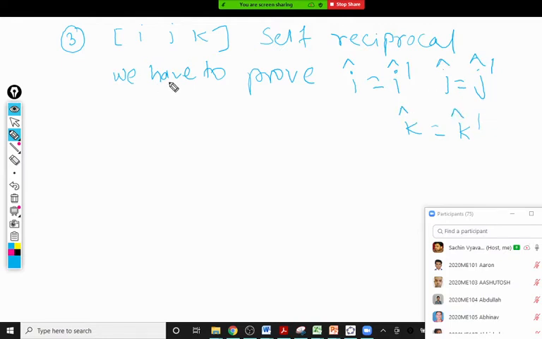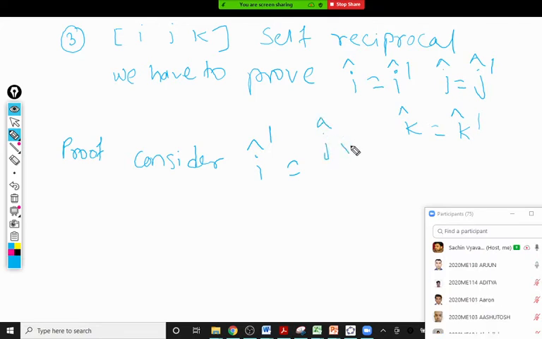Our aim is to prove I, J, K are self-reciprocal, meaning the reciprocal of I cap is I cap itself, the reciprocal of J cap is J cap itself, like that. So in the proof, we'll start by considering I cap dash. What is the formula by definition of reciprocal? J cross K by box of I, J cross K divided by box of IJK.